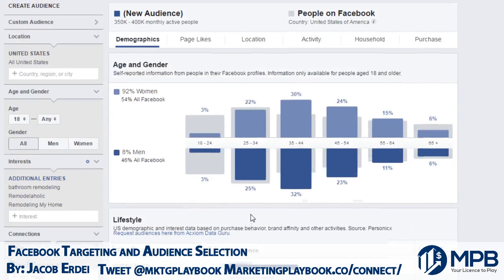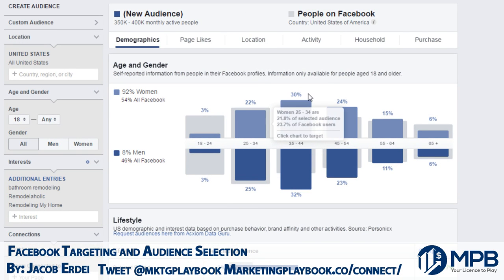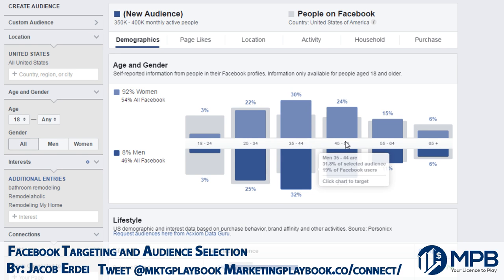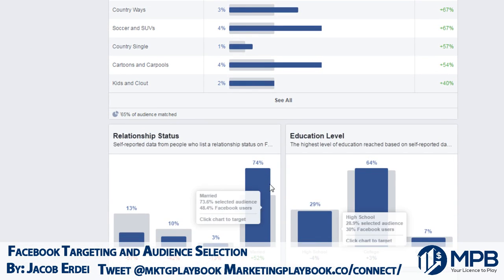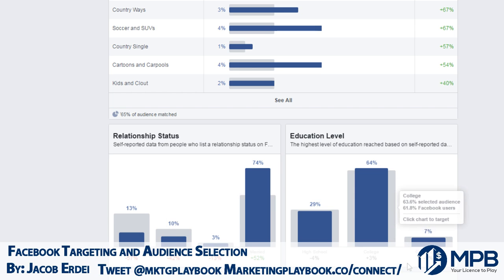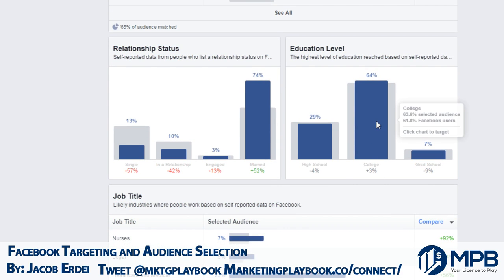I'm going to say, okay, I'm going to target women between the ages of 35 and 54 who are married and who have, it shows here, some college is 64%. You can choose to target this or not. It's self-reported. This is just some college. It's not necessarily all college.